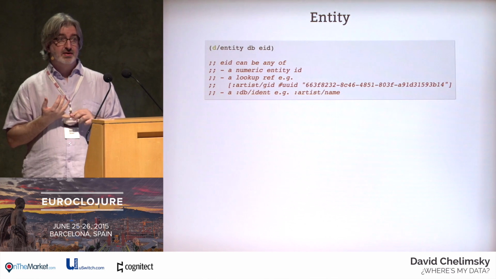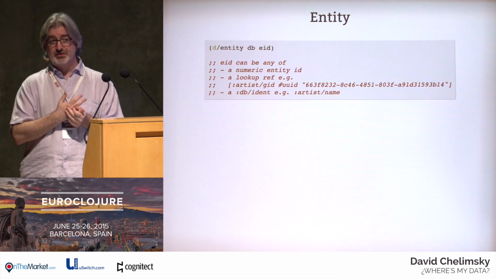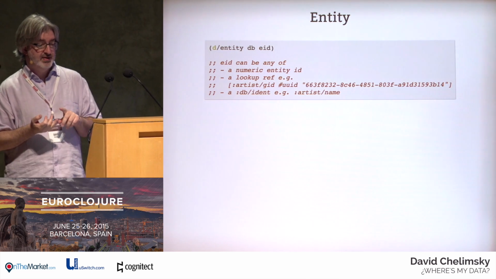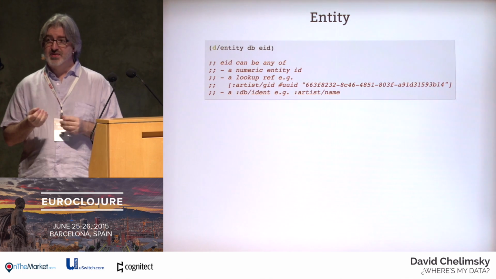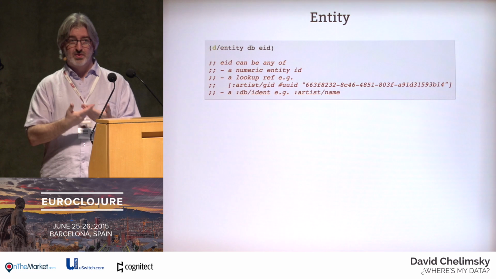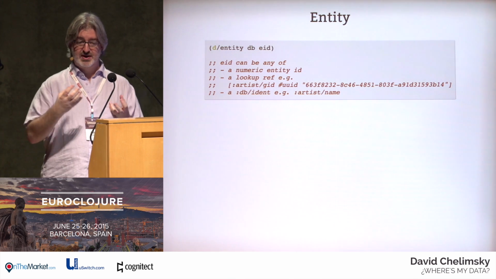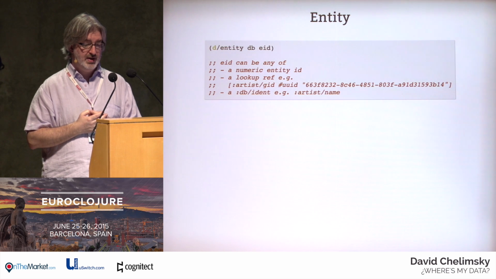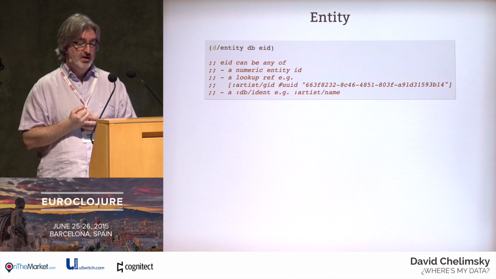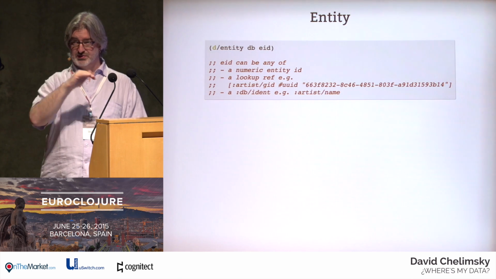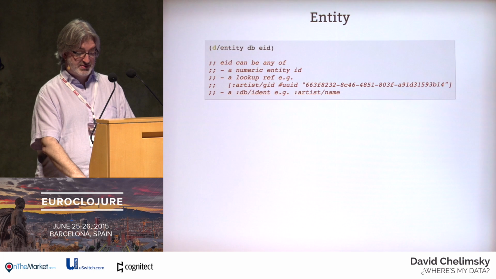And an entity ID can be any of the numeric IDs that we've been looking at. There's a concept of a lookup ref, and a lookup ref is a vector of an attribute and a value, and that attribute has to be declared unique when you create that attribute, when you assert it into the database as an entity. And then you can use that unique value to look up an entity as well. Also, the DB idents, which are also unique throughout the system. So you can use any of those three.